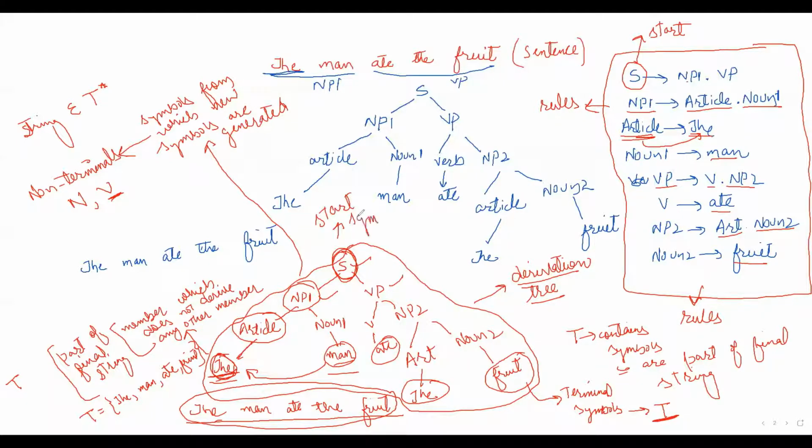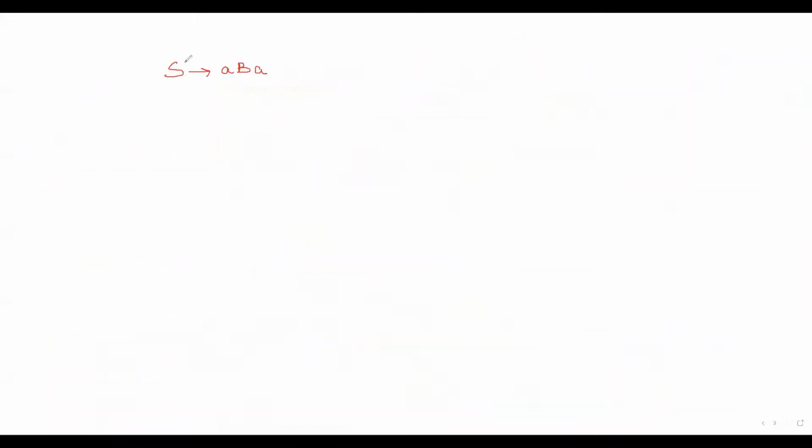Start symbol. Okay. So as I am saying, let's say this is an example. S gives A, B, A. B gives b. Okay. So now let's see how many strings I can generate using these rules. So B gives epsilon. This is another rule. Now S gives A, B, and A.